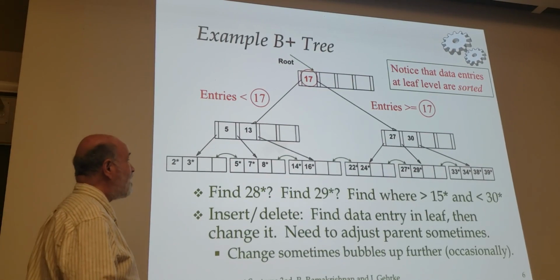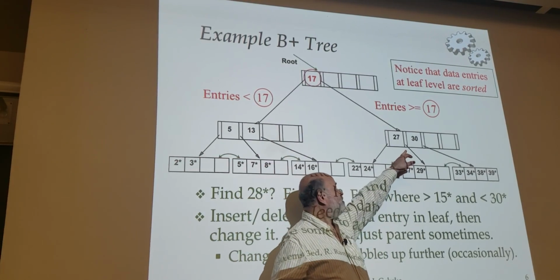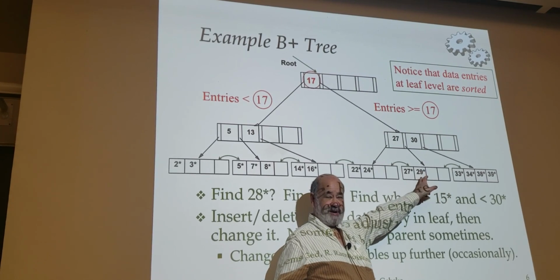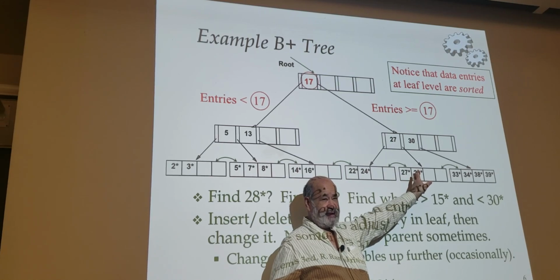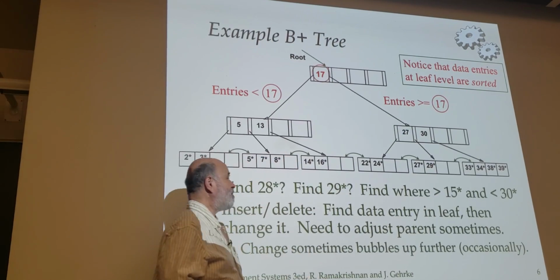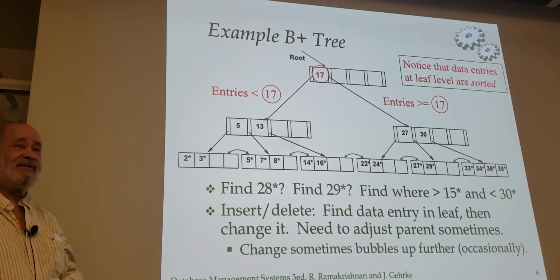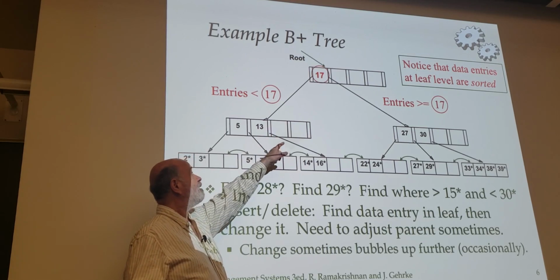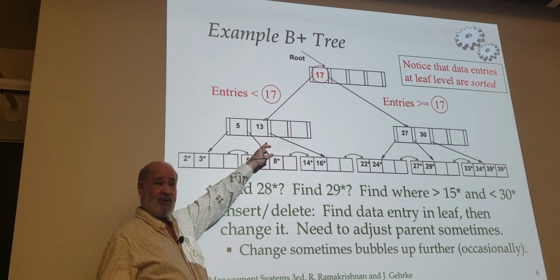Suppose we're looking for 29, for the entries that correspond to 29. Again, we go right. Again, we follow this page. We go to that page. And behold, there are entries for 29 that are there, whatever an entry for 29 happens to be. So that all works. What if I'm looking for everything that's between 15 and 30, greater than 15 and less than 30? Well, again, I'm going to go to the left now, because 15 is less than 17. Where do I follow?